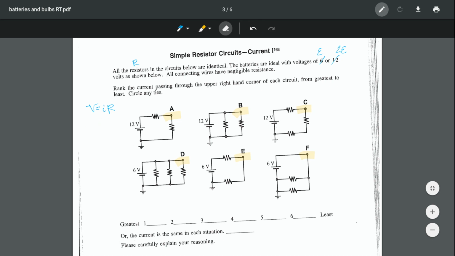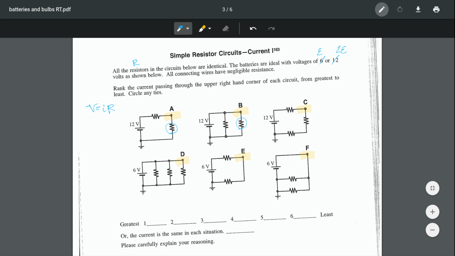Using potential, what's cool about this is that in every case except F, which is battery current, the current point we're interested in can be associated with a resistor. For case A, to find the current through the upper right-hand corner, I could find the current through this resistor and it would be the same. Case B, I could find the current through this resistor, it would be the same.